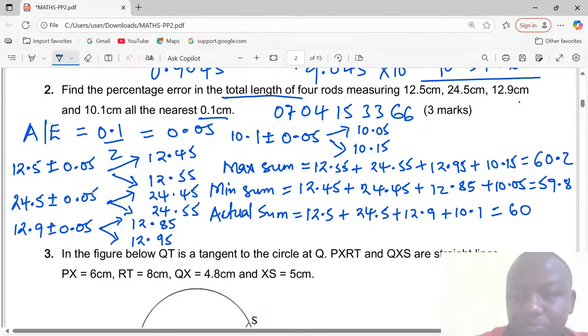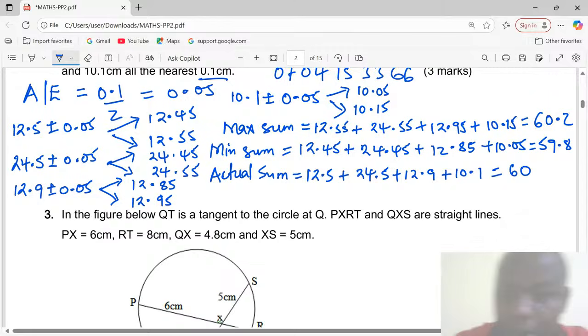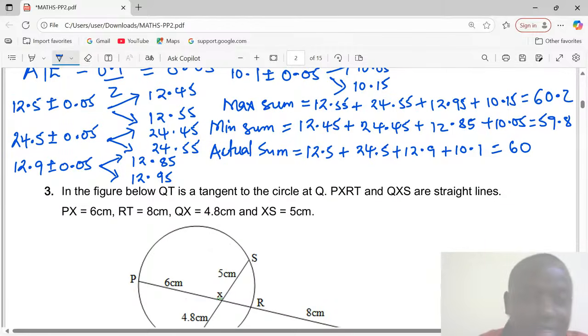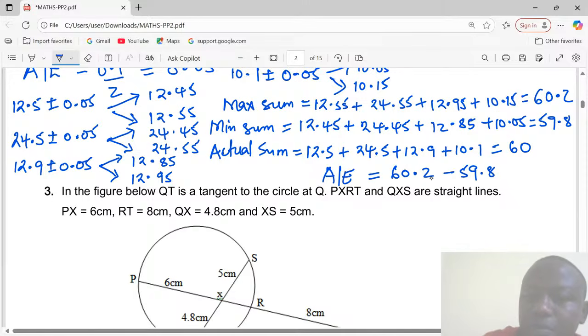Now with maximum, minimum, and actual sum, we can find absolute error in the computations. So we go back again to the word absolute error, but now after operations. This shall be given by maximum minus minimum over 2. So 60.2 minus 59.8, then we divide this by 2. I'm getting 0.2.